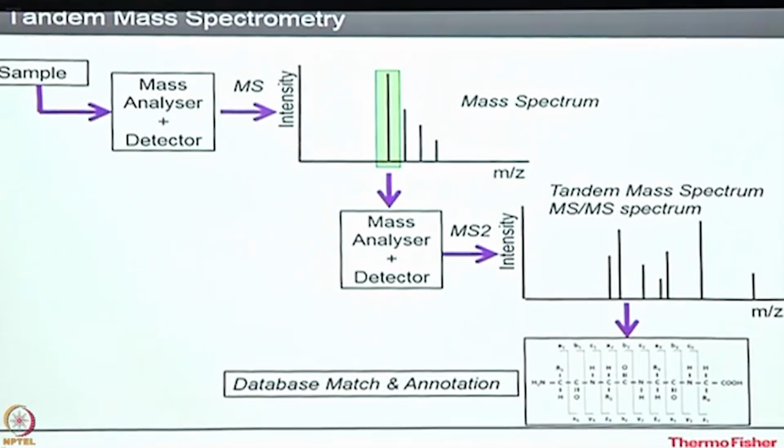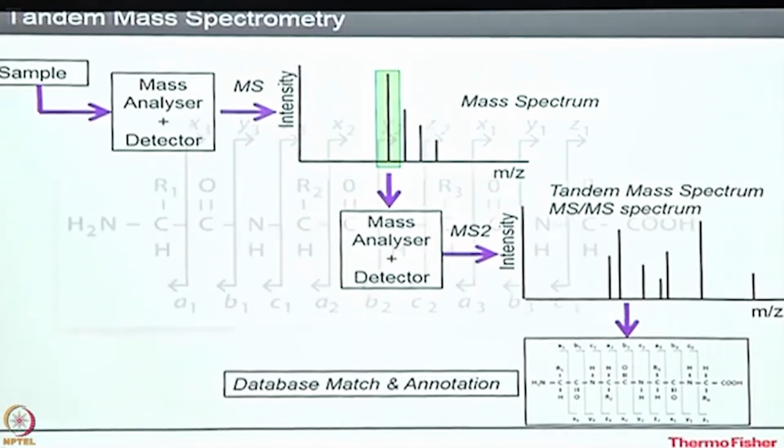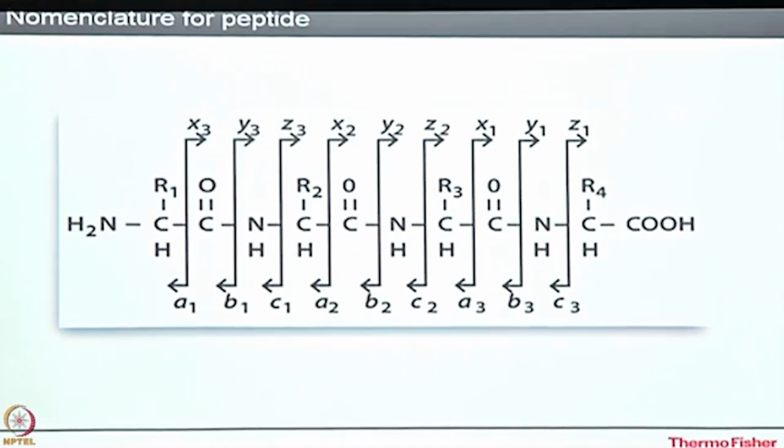We will get the peptides. From the peptides, we can say this protein is present in your sample. Okay. So now come to the nomenclature of identifying the ions. This is basically nomenclature of how you can assign your peptides.